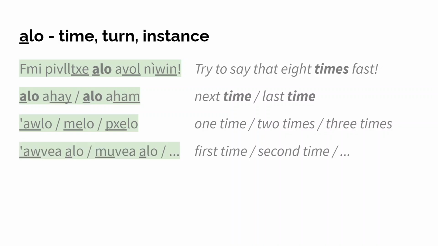We can also say first time, second time, and so on just by using the ordinal numbers. Auve is first, so auvea alo would be the first time, or alo a auve. Movea alo would be the second time. We could of course also say alo a move.